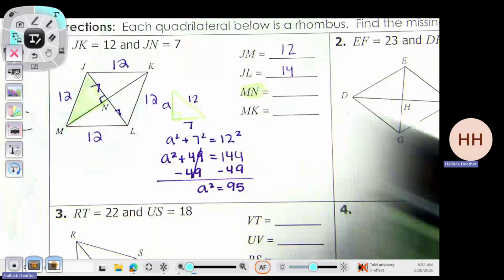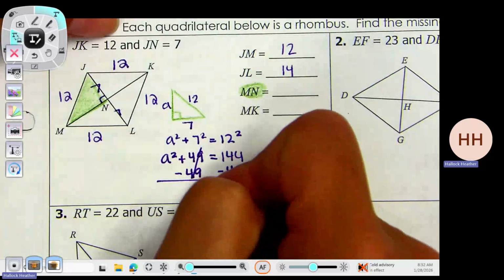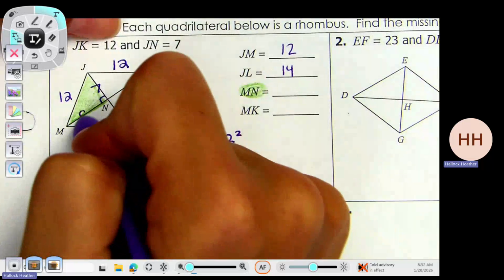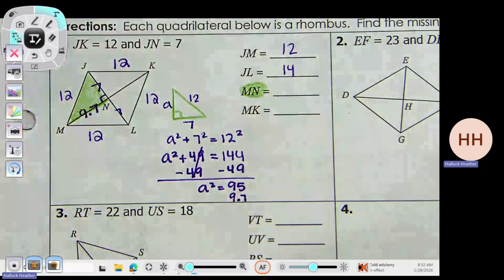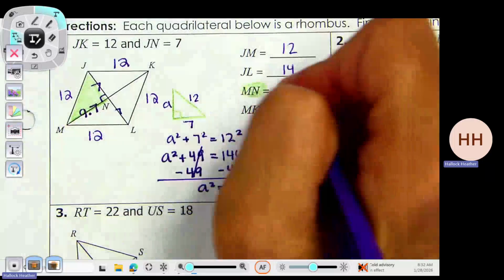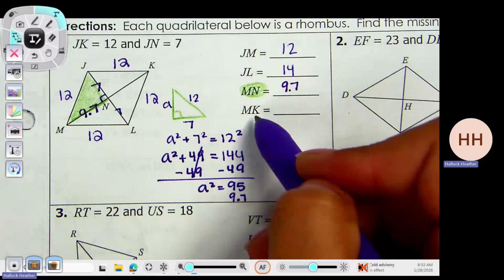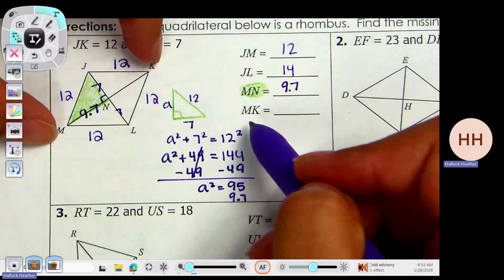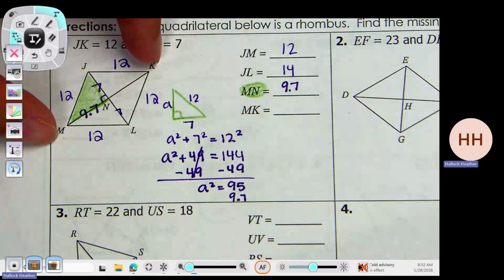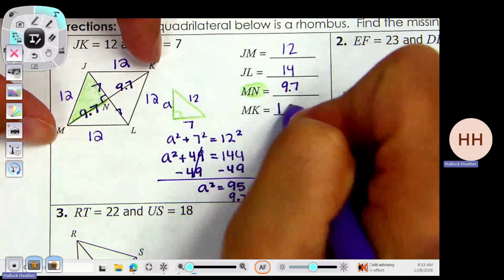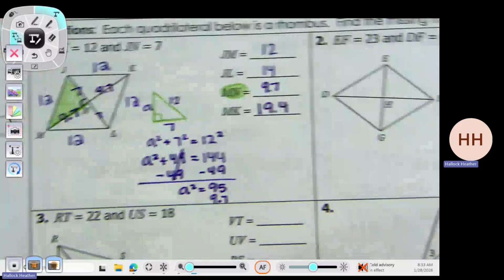The whole point of doing this is that it's like a puzzle. It represents the height of the triangle. So 9.7 goes there. When you find a piece, you should put it in the picture, because it's going to help you with the next part. So MN, the little piece, is 9.7. How much would M to K be, this whole distance? 19.4, because you multiply by 2 or add 9.7 twice, since they match. So try number 2.